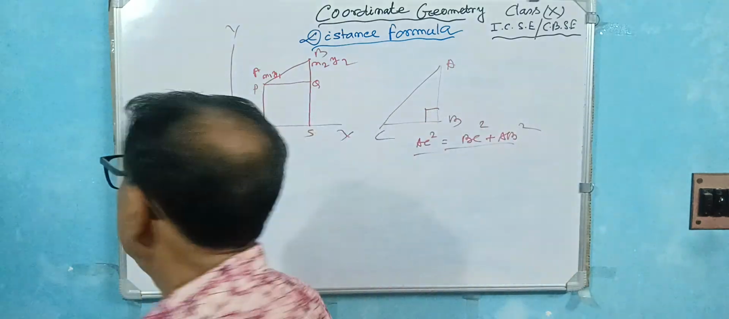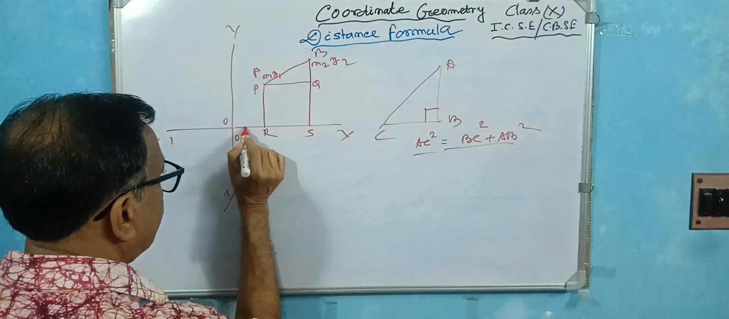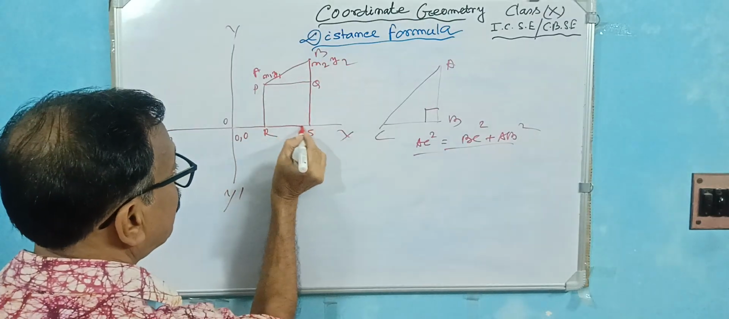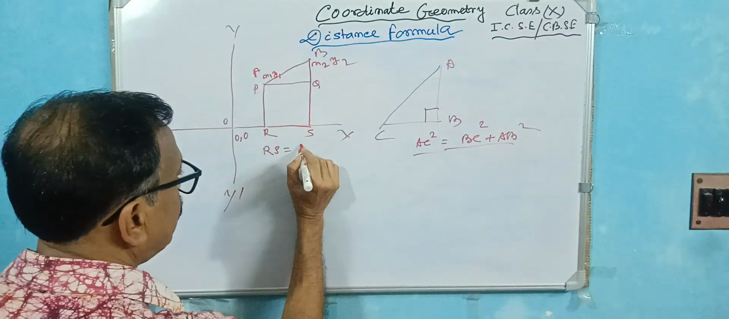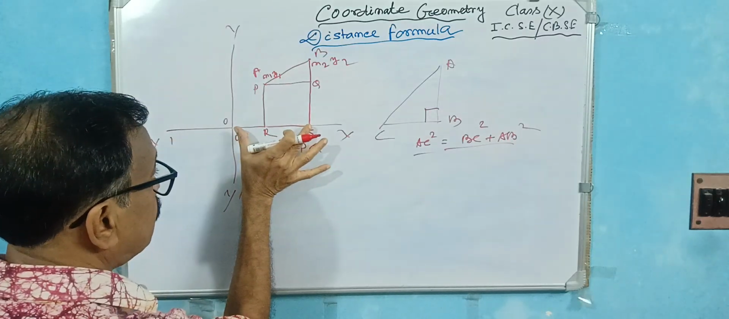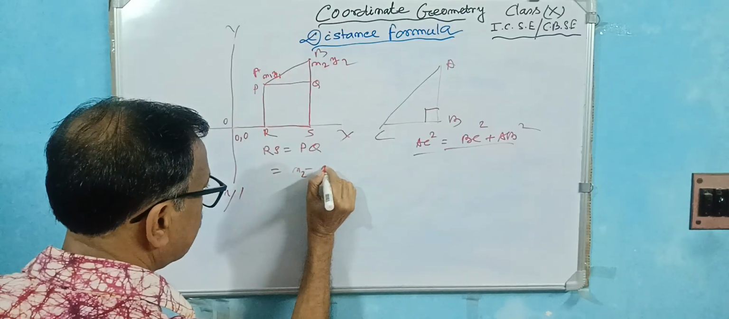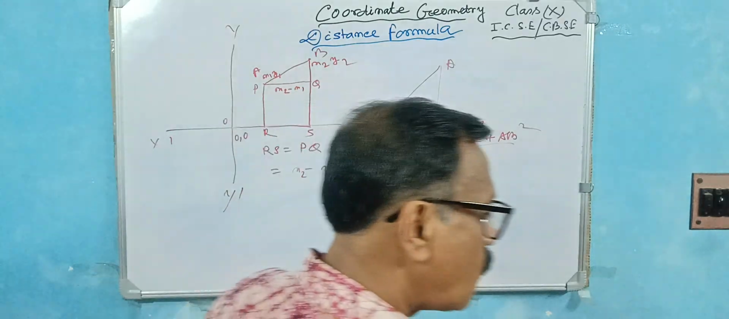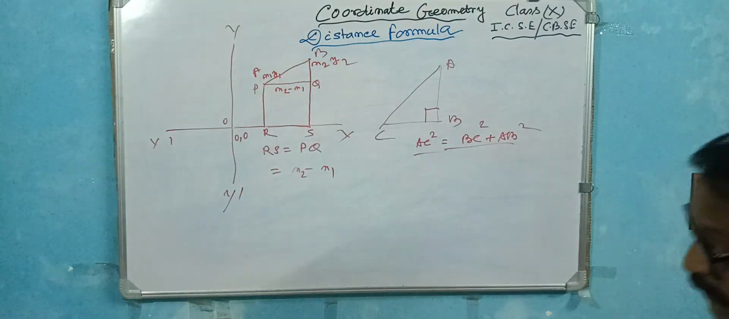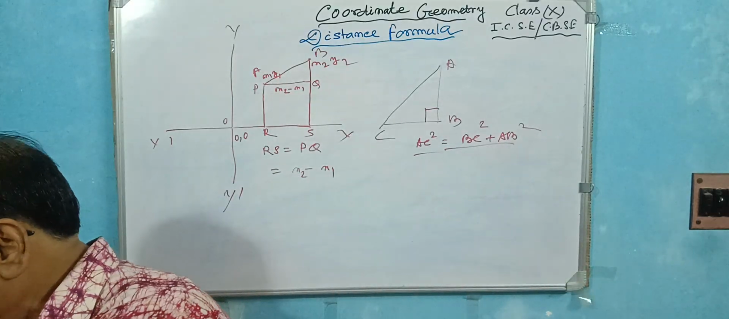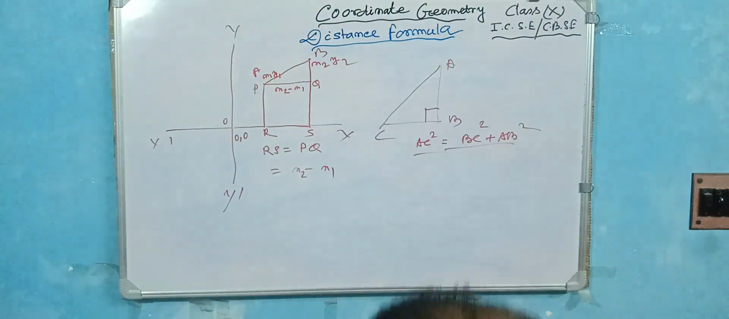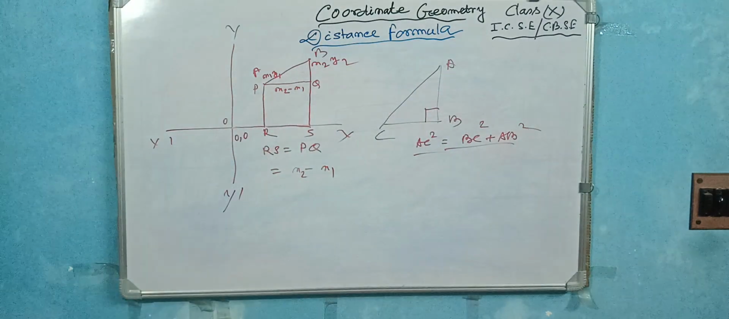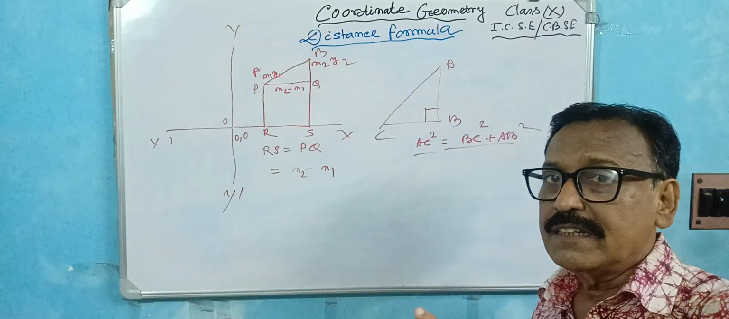Now what is the value of this? This is x1, that means from here to here is x1. This is x2, meaning from here to here is x2. So what is RS? RS is equal to PQ, and that is x2 minus x1. Is it clear to you? Concept must be clear in mathematics, and in geometry also it is a very important thing. If you grow your interest and the concept is clear, mathematics is very easy to understand.